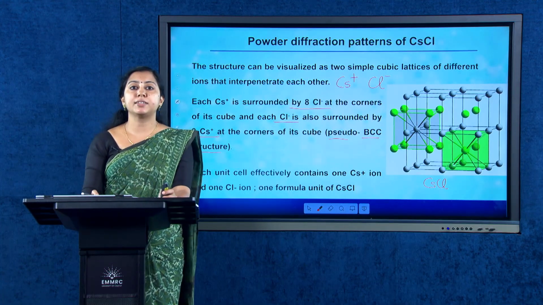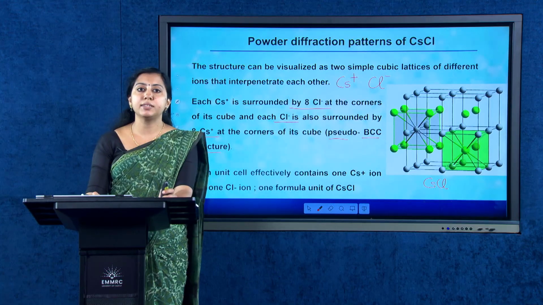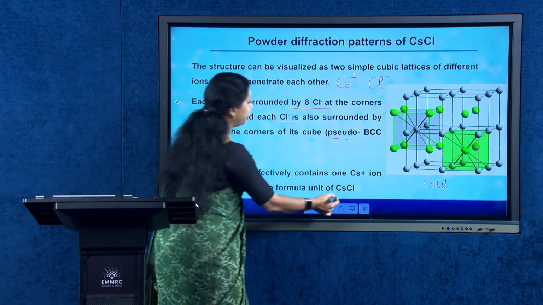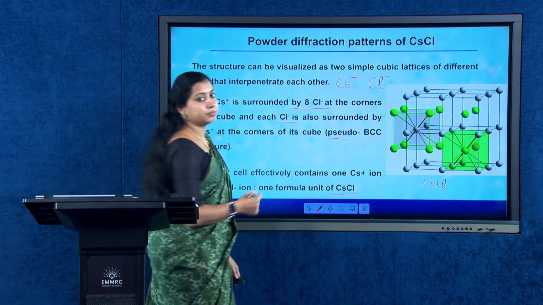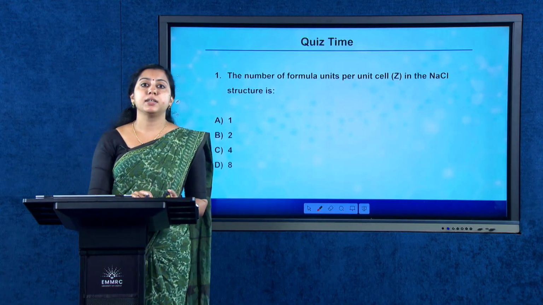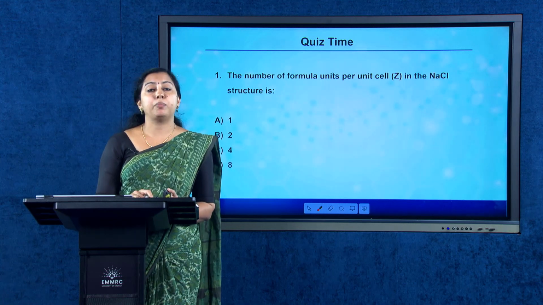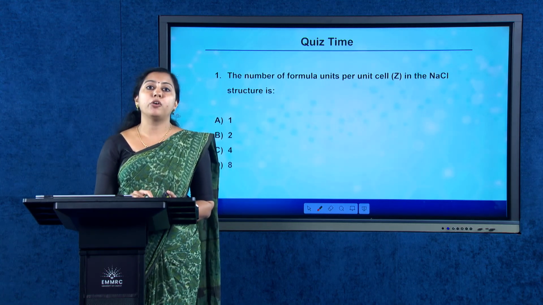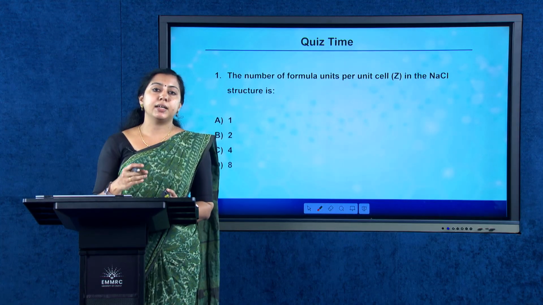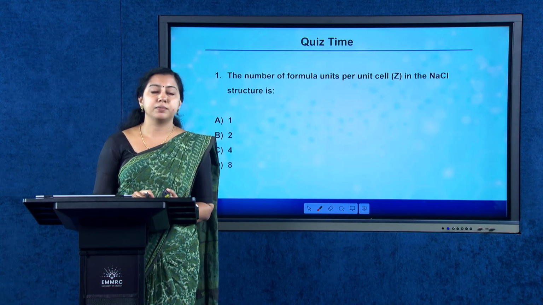And each unit cell effectively contains one cesium ion and one chloride ion, so, one formula unit of CsCl. So, in this class we have discussed and analyzed the powder diffraction patterns of 3 cubic lattices as well as NaCl, KCl and cesium chloride.